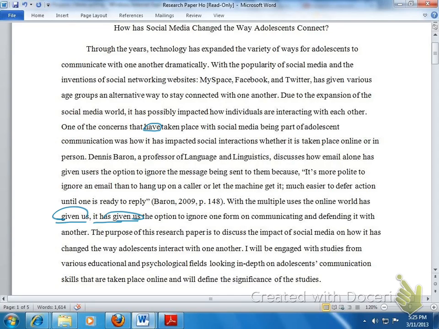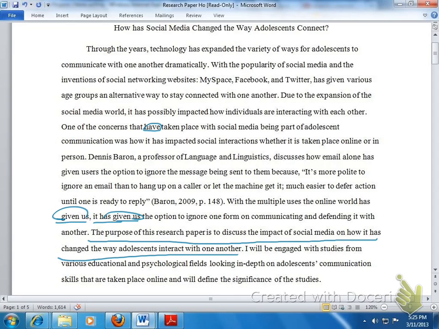Do we see a thesis? And can we identify it? Do you know where the thesis is? Is it to discuss the impact of social media and how it's changed the way adolescents interact with one another? So where is it starting? The purpose of this research paper is to discuss the impact of social media on how it has changed the way adolescents interact with each other.